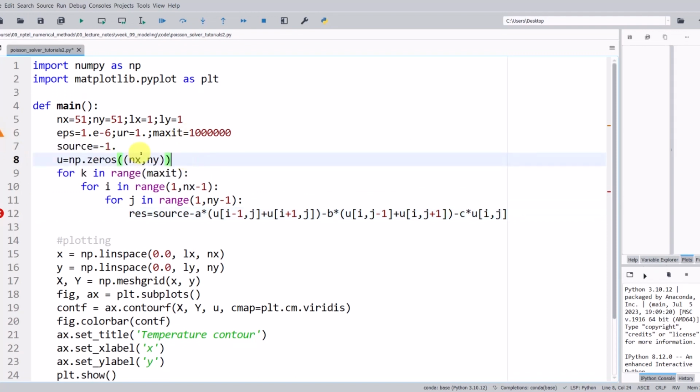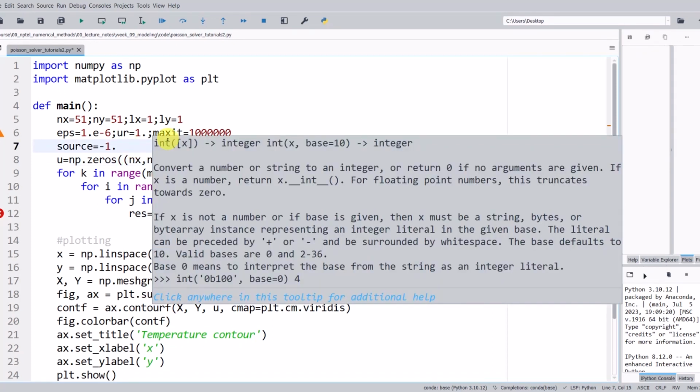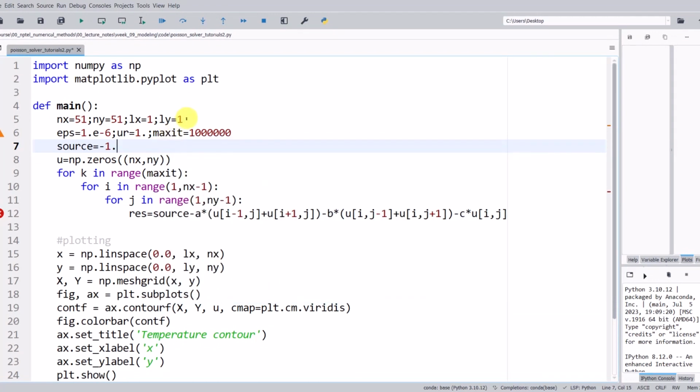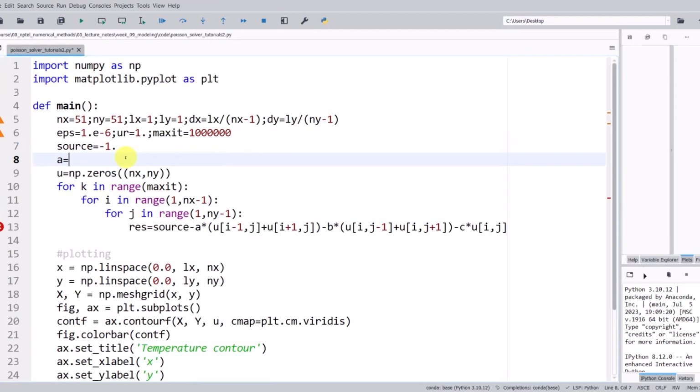My source term I have put there, and my a will be 1 by delta x square, b will be 1 by delta y square, etc. So we need to know this delta x, delta y. So dx is Lx divided by nx minus 1, and dy is Ly divided by ny minus 1. So my a then will be 1 by delta x square, and therefore this is 1 divided by dx star dx.